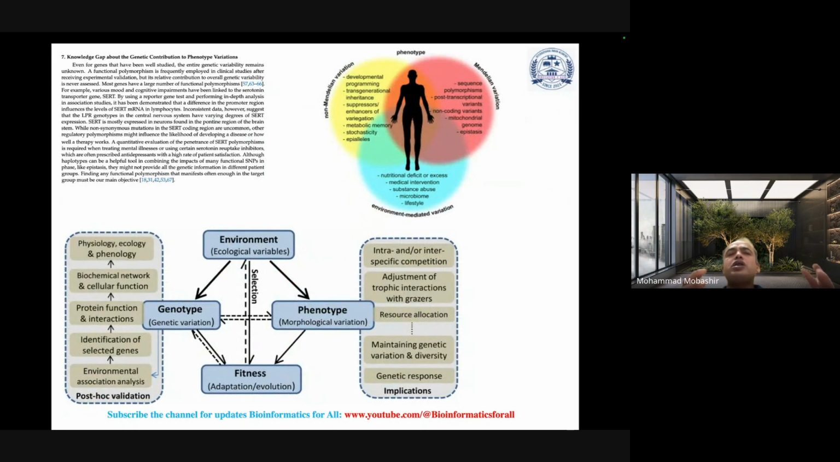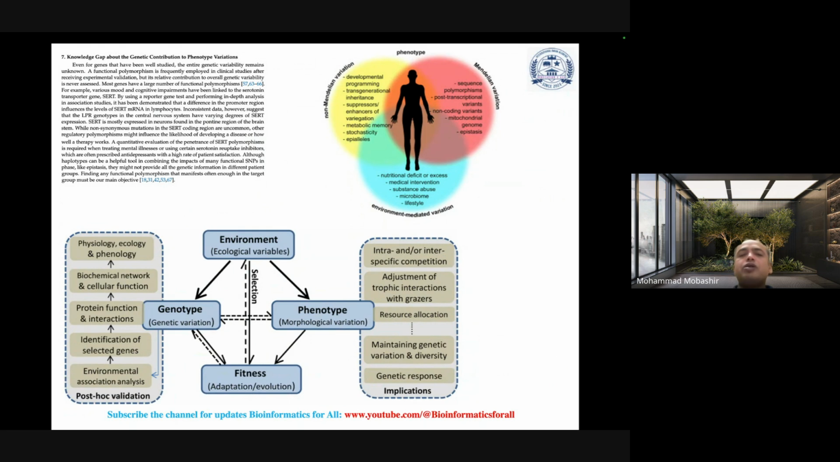Now it comes to the knowledge gap about the genetic contribution to phenotype variation, or you can also say the barriers in achieving the final goal of personalized medications. There are a number of challenges and knowledge gaps that still persist.